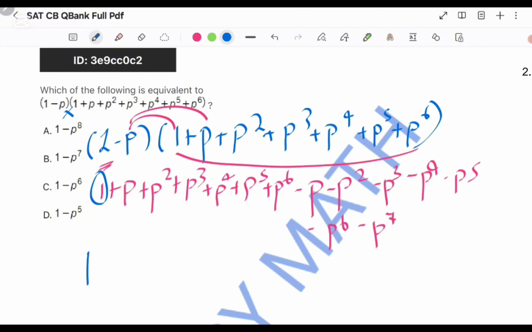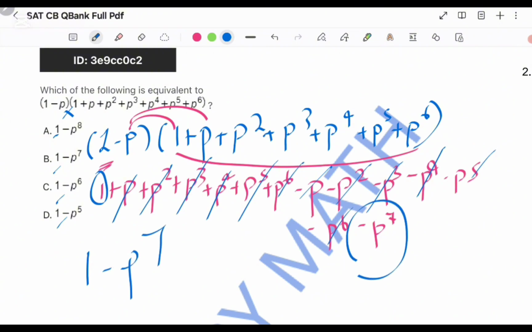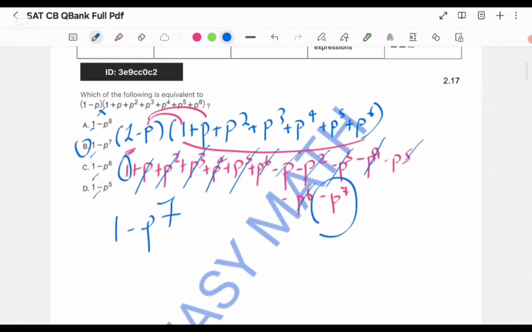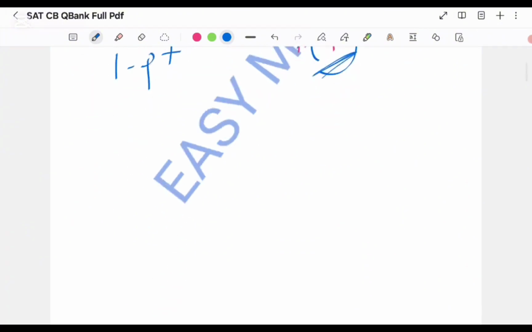Doesn't make sense. So 1 is also fixed in all my choices. The p is going to go with the negative p squared with this, p4 with p4, p5 with p5, p6 with p6, and I'm only left with negative p power 7, and that leaves me with b. Now you can do this mentally and not waste your time, because the only one that is not going to be cancelled with anything is the extra one, which is negative p power 7.